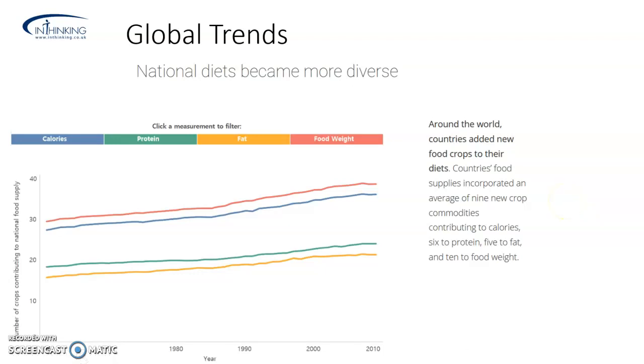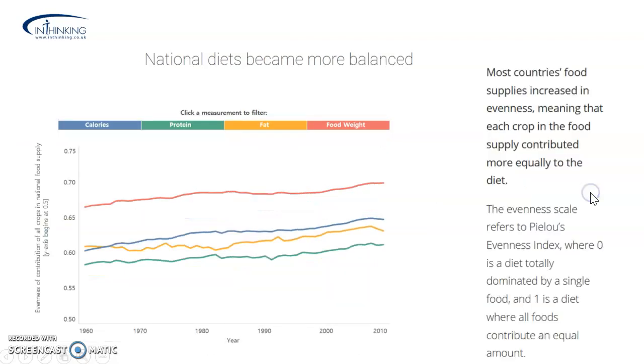So there are positives, though, to these changes. These graphs here are really quite interesting. They show national diets have become more diverse. So quantities, food weight increasing, fat increasing, protein increasing, total calorie intake increasing over time. So we're seeing a greater diversity in food consumption globally. National diets have become more balanced across countries too.